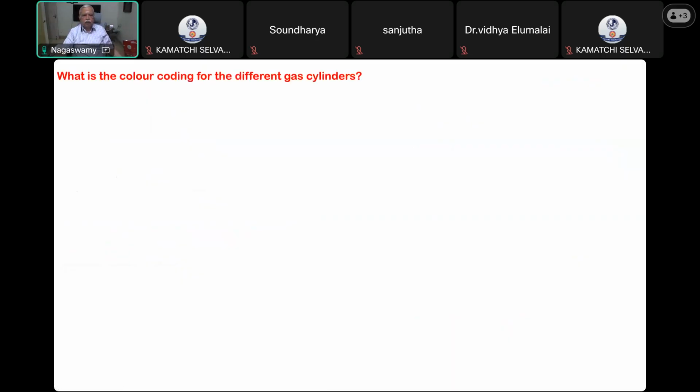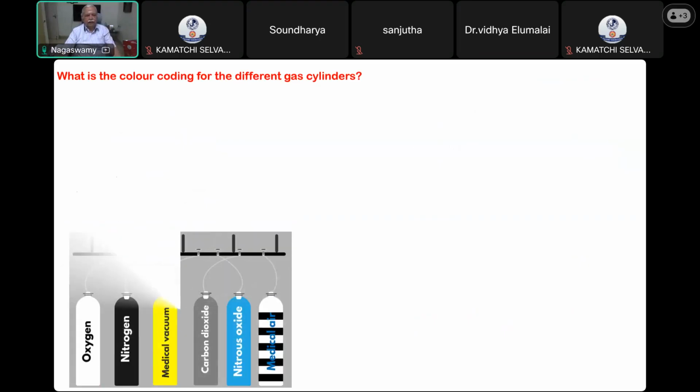What is the color coding for different gas cylinders? For oxygen, what we have is slightly different from the international color coding. The international color coding for oxygen is green, whereas we are using a black body with white shoulders for oxygen.